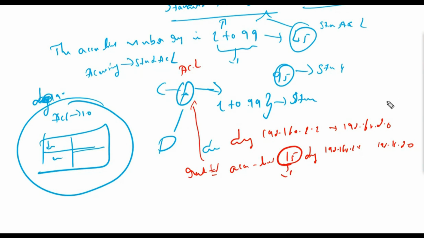But if you are using a number which is more than 100, for example, access-list 108 deny 192.168.1.1, and the destination is the 192.168.2.0 network, then it will get to know that it is an extended ACL, since the range is 100 and above. If your number range is 1 to 99, then it belongs to a standard ACL.